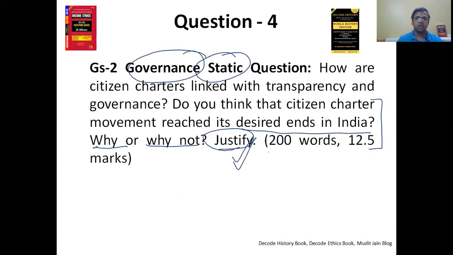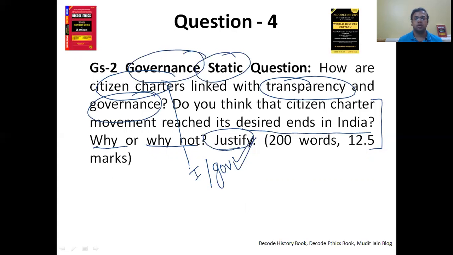So keywords in this question are citizen charter, governance, transparency. Define citizen charter in the introduction. Mention the government organization that is dealing with citizen charter. I think it is DARPG. You can Google it. If you are defining transparency, then you can name a thinker. I told you in the introduction video that you can write names of thinkers, like Tandon is associated with transparency, so you can write Tandon in transparency.